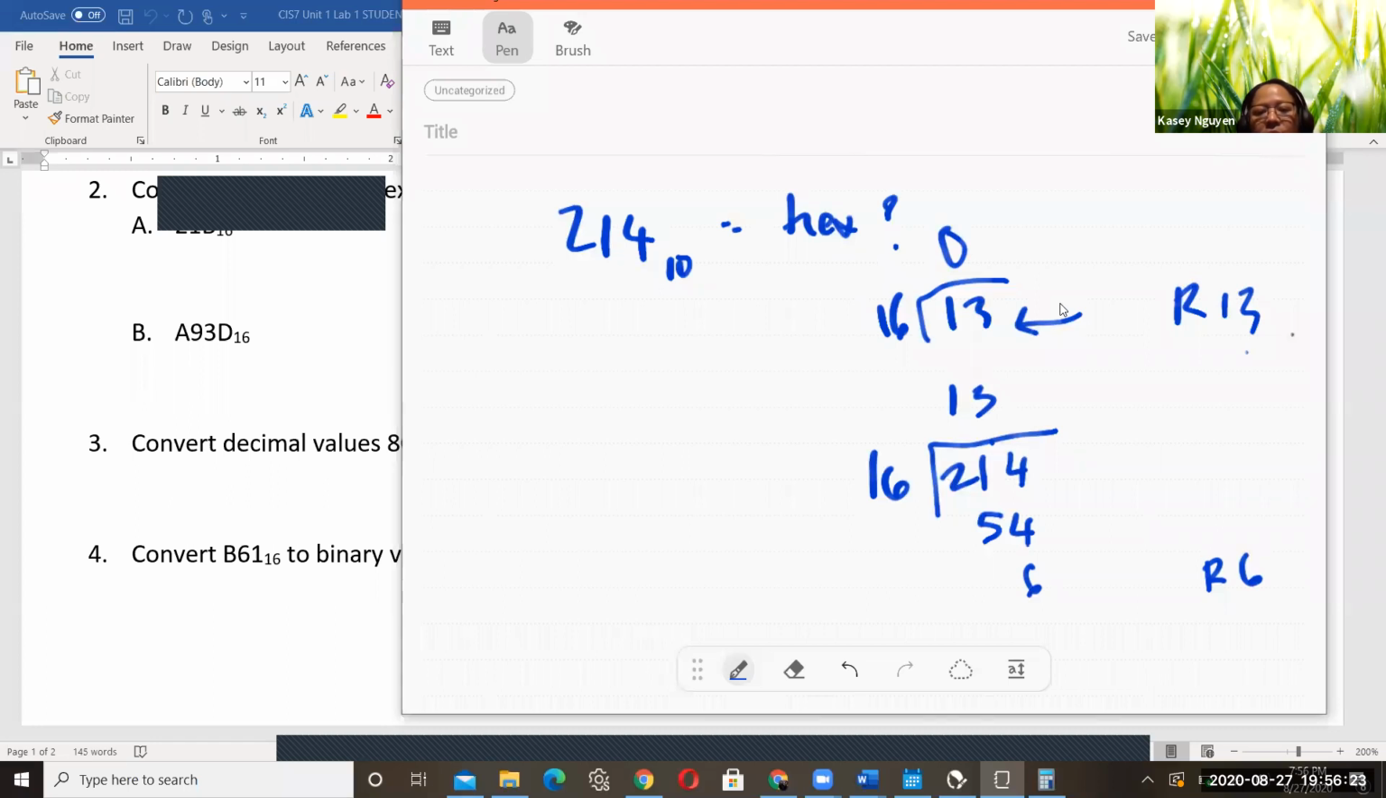Yeah. So as you go through, you just keep dividing until you get a 0 as a quotient. And then you can use your calculator to check, because as you get a larger number, it's going to be harder.